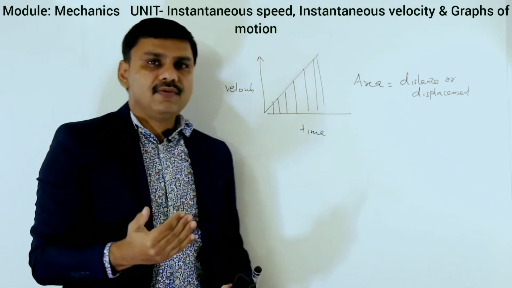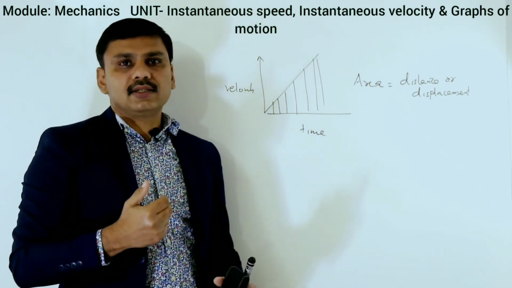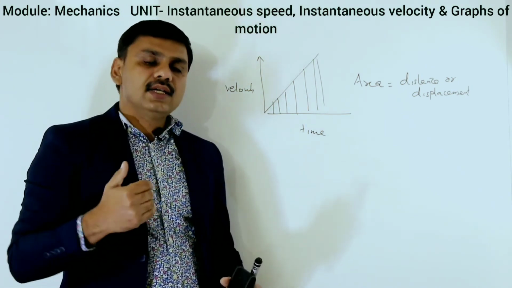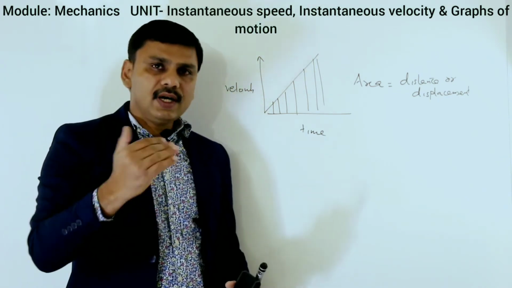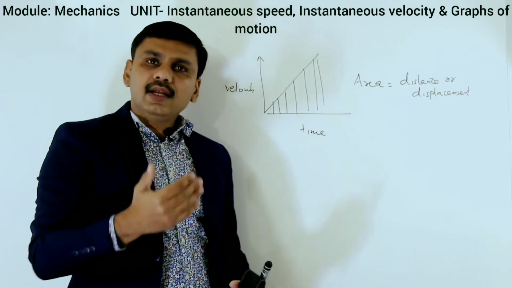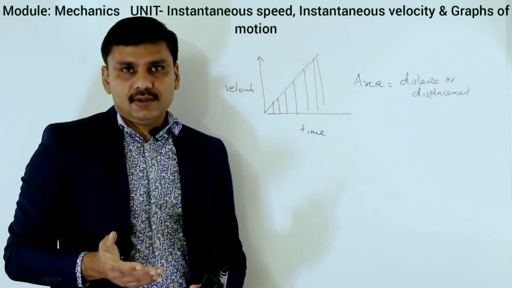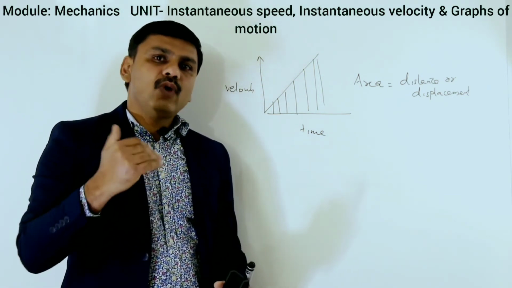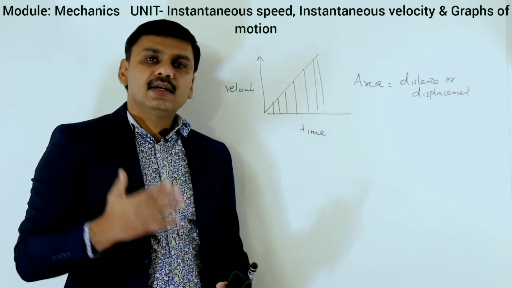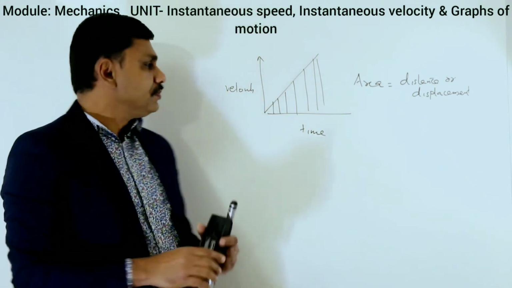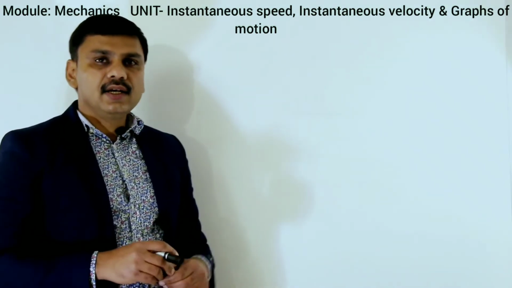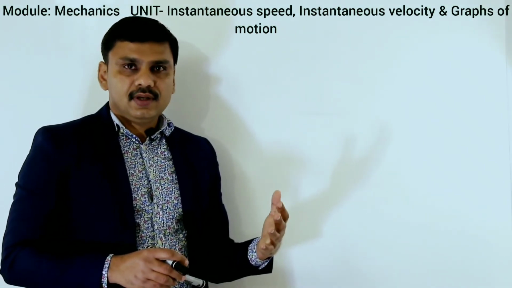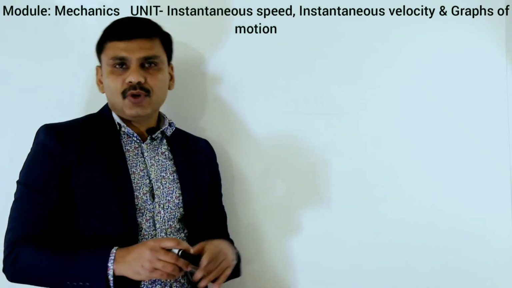So from a graph, you will get two quantities, that is area and gradient. So from one graph to another, area and gradient are different. Depending upon the y value, the gradient and area will change. In unit number 8, we are studying different graphs, the graphs related with motion.